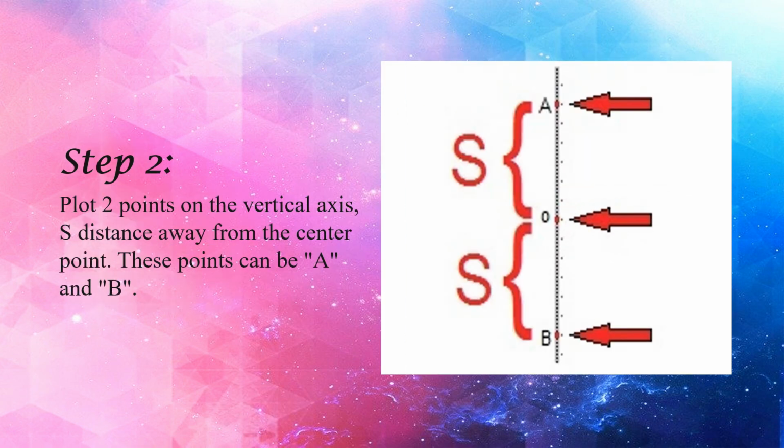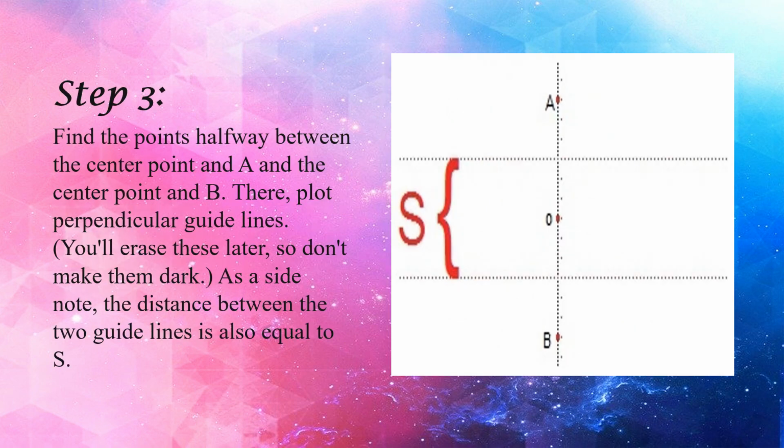Step 2. Plot 2 points on the vertical axis S distance away from the center point. These points can be A and B. Step 3. Find the points halfway between the center point and A and the center point and B. They're flat perpendicular guidelines. As a side note, the distance between the two guidelines is equal to S.